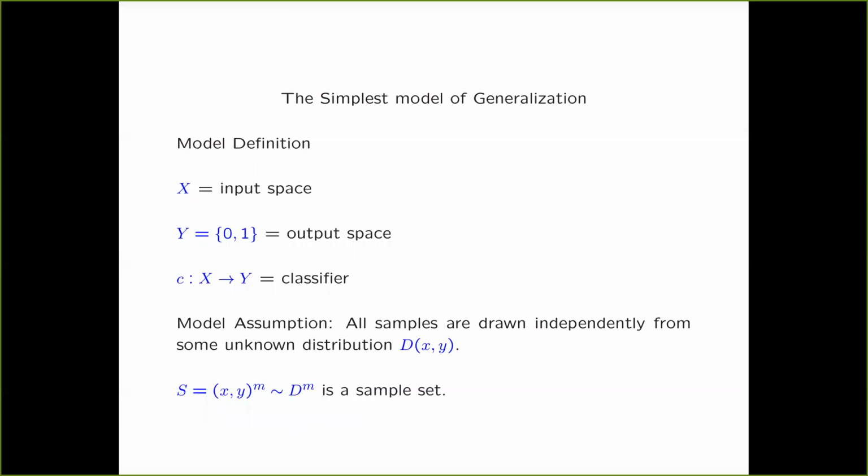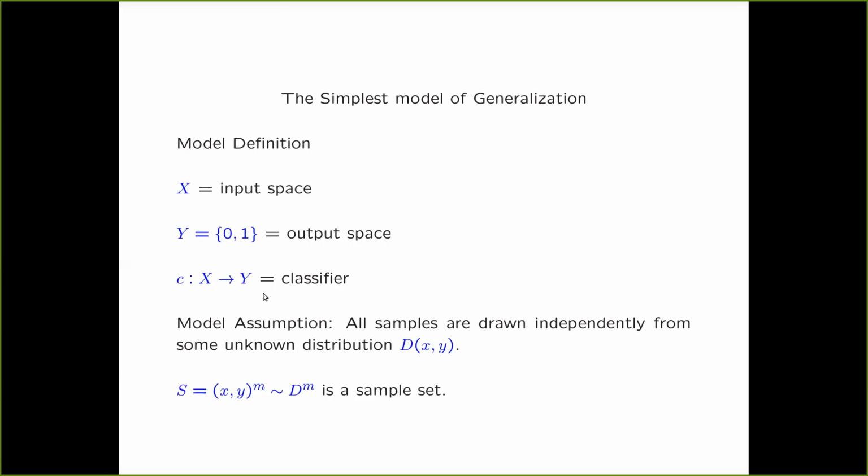Okay, so I want to try to talk about the simplest model of generalization. How do we know that we're going to perform well on a test set? I'm going to think about some input space, X. This could be features. I'm going to think about maybe a binary output space. It could be multi-class, doesn't really matter, but let's just think about binary here.